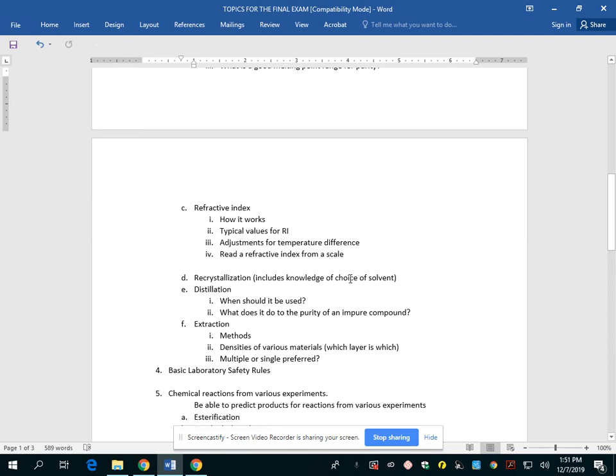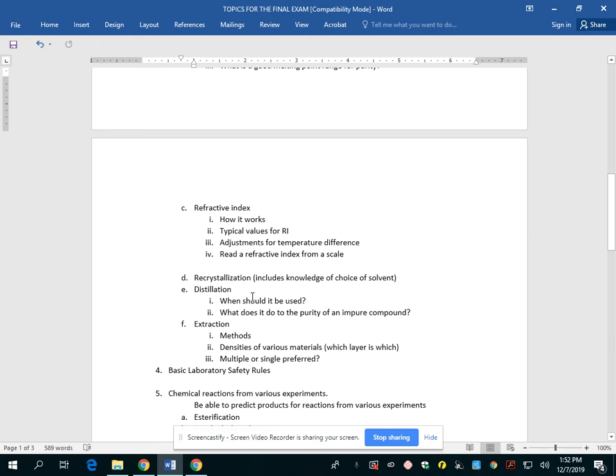Recrystallization. How do you pick a solvent? What are good properties of a solvent? We want a solvent that does not have a high boiling point. We want it to dissolve your material at hot temperatures, but not dissolve your material at lower temperatures. I think that probably takes care of it.